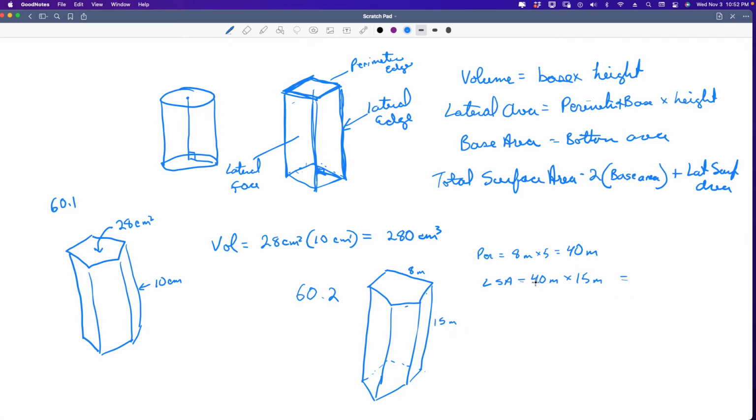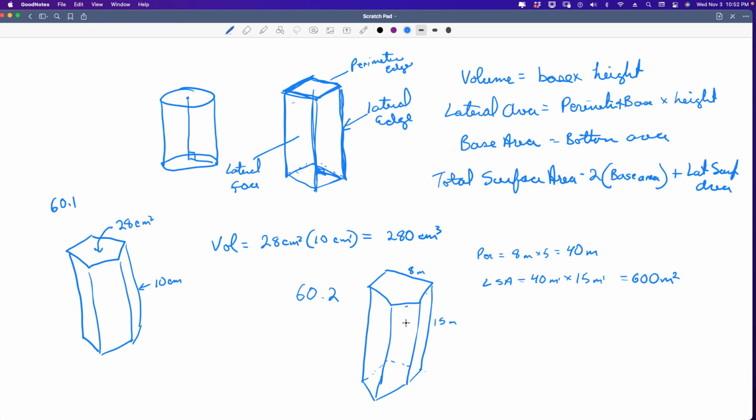So 40 times 15, that's going to be 600 meters, and we have meter to the first times meter to the first. We add the two exponents together, and we get meters squared. So that is how we would find the lateral surface area of this regular pentagonal prism.